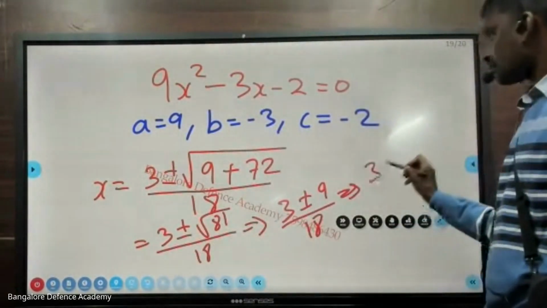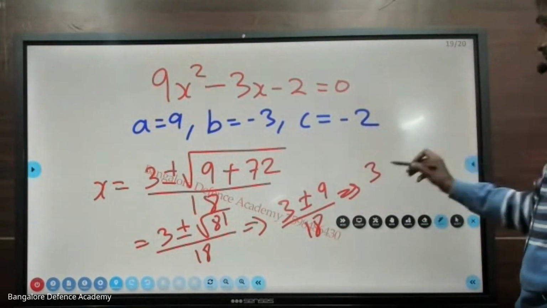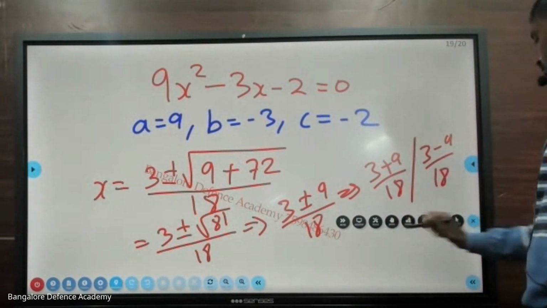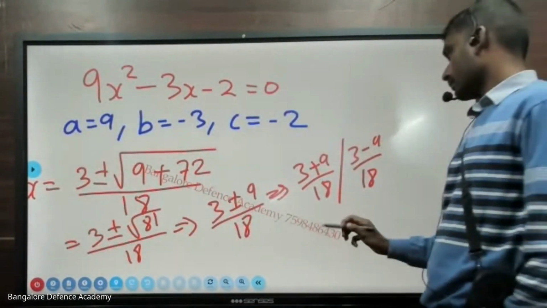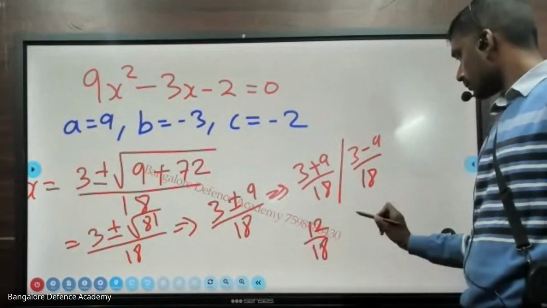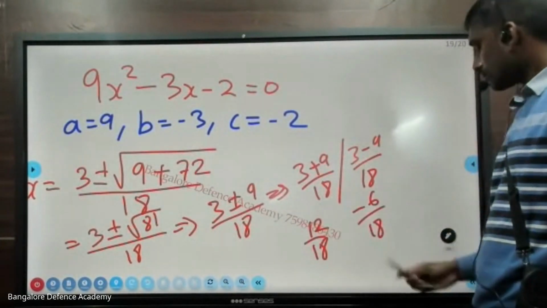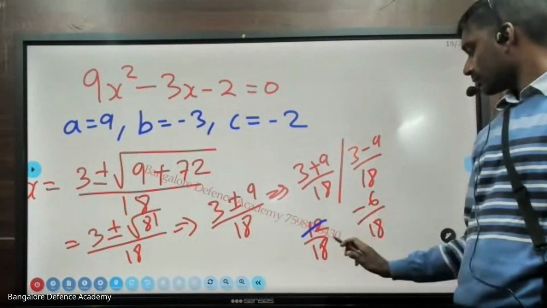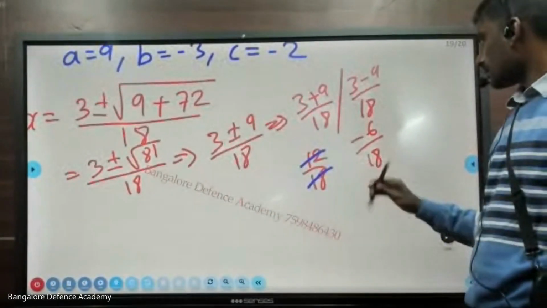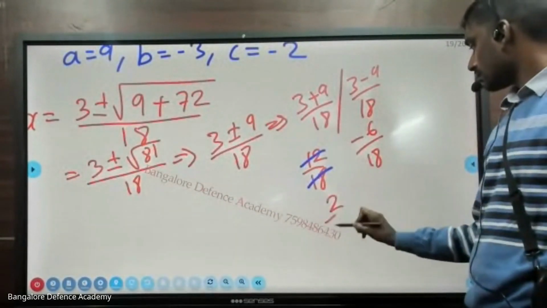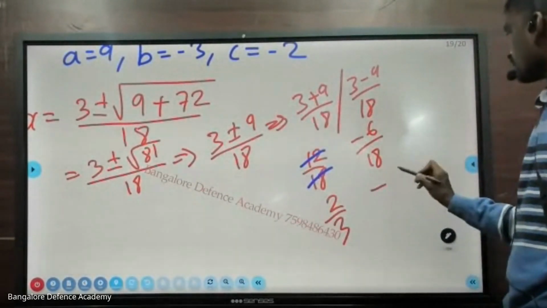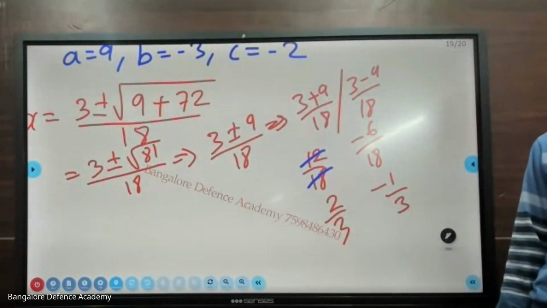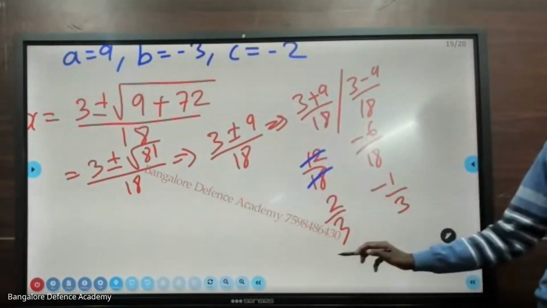So 2 by 3 or minus 1 by 3? Answer. Two by three, minus one by three. Did you get it? So with the help of formulas, you can do it.